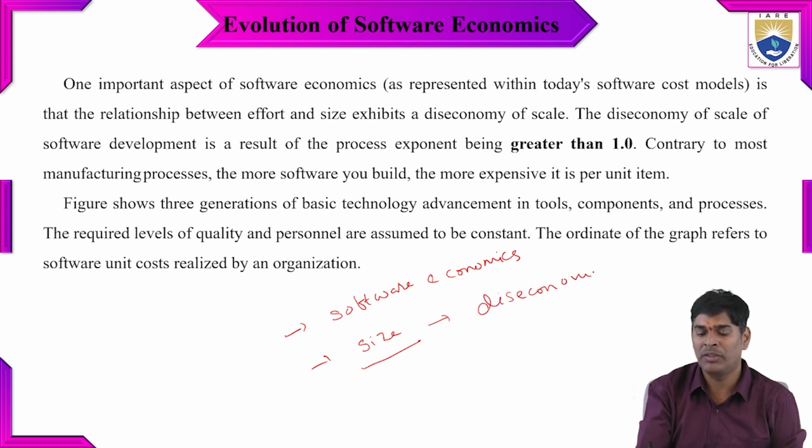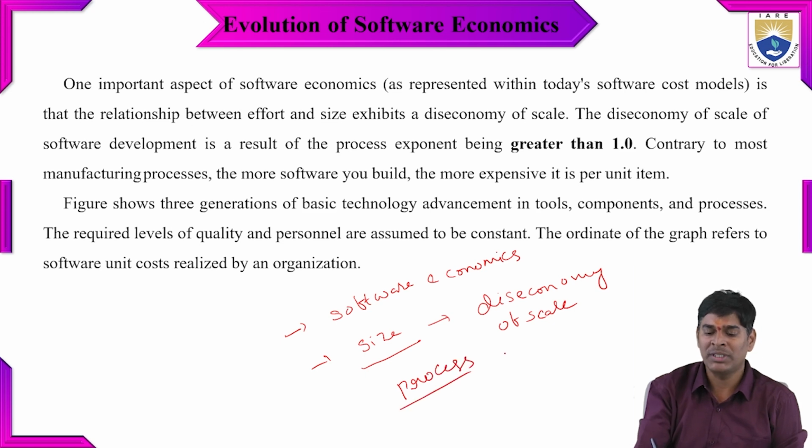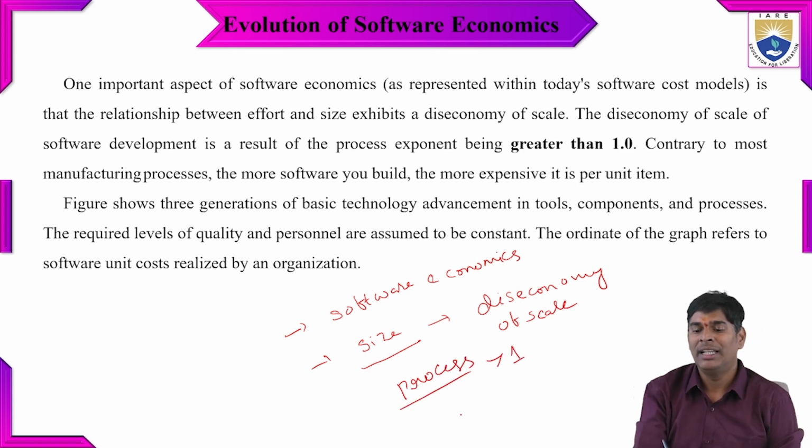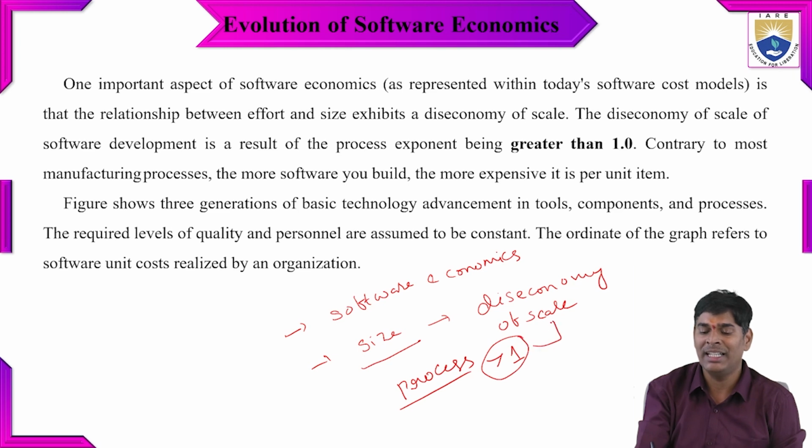It means the cost of the product will be very high. So how are we going to check whether this is an economy of scale or a diseconomy of scale? The diseconomy of scale in software development is a result of the process. So mainly it depends upon the process. If the process exponent is greater than 1, then we can consider it a diseconomy of scale.